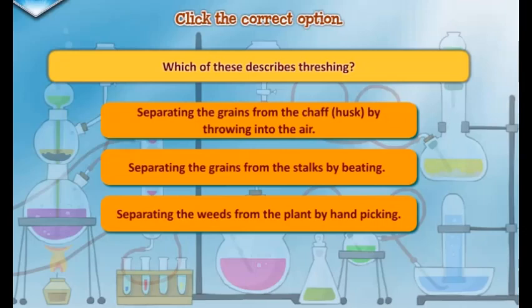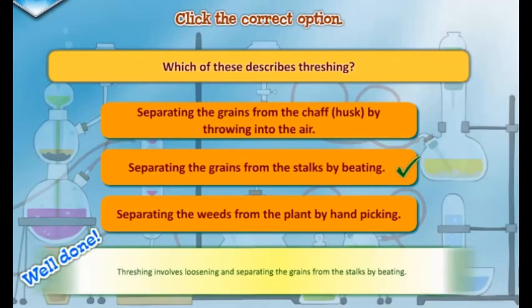Click the correct option. Which of these describes threshing? Well done. Threshing involves loosening and separating the grains from the stalks by beating.